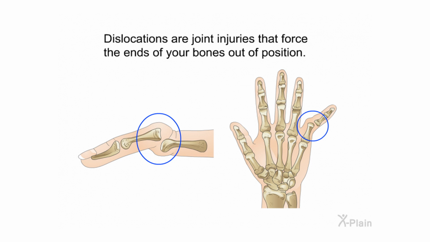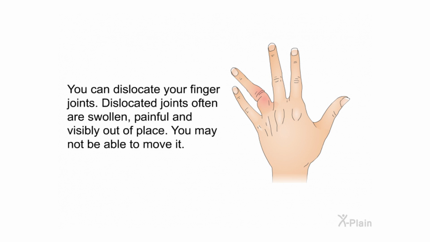Dislocations are joint injuries that force the ends of your bones out of position. You can dislocate your finger joints. Dislocated joints often are swollen, painful, and visibly out of place. You may not be able to move it.